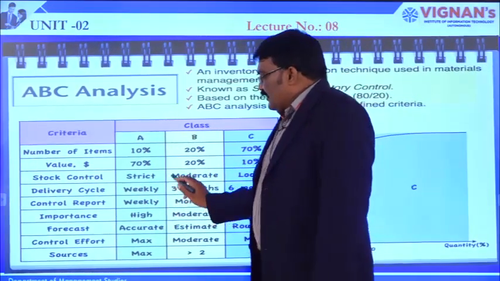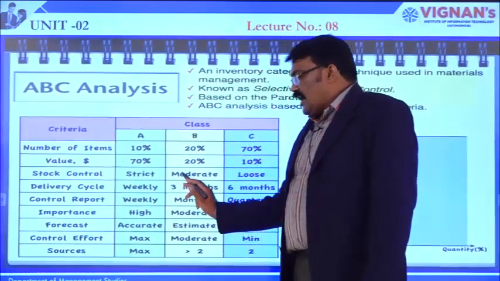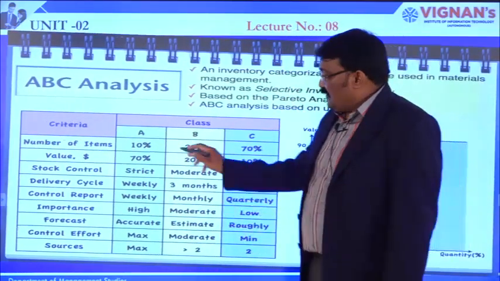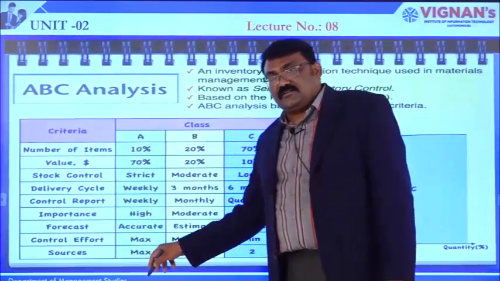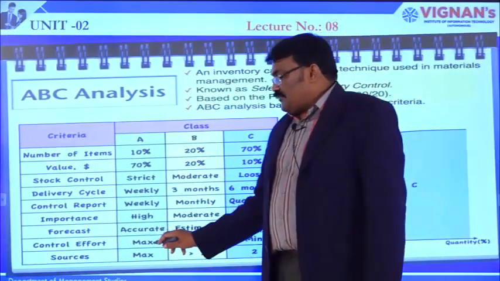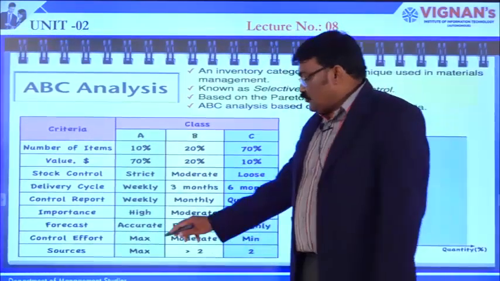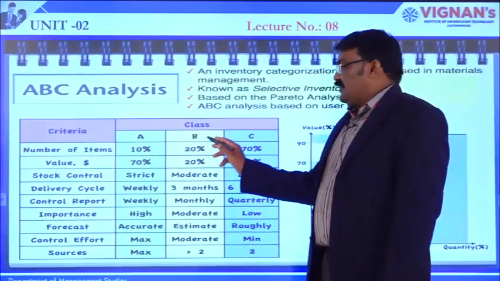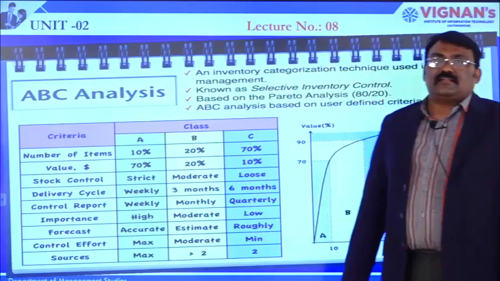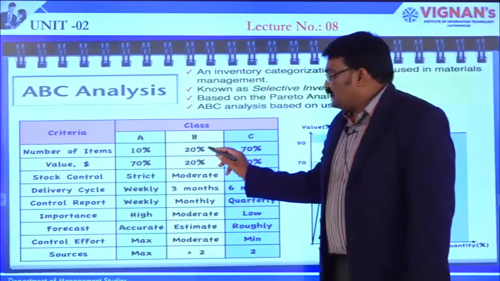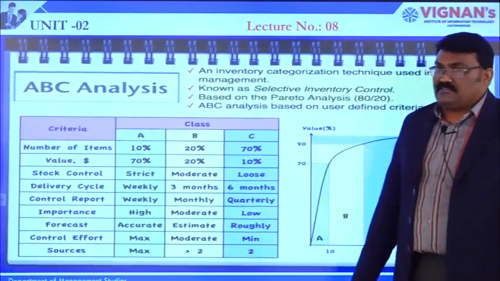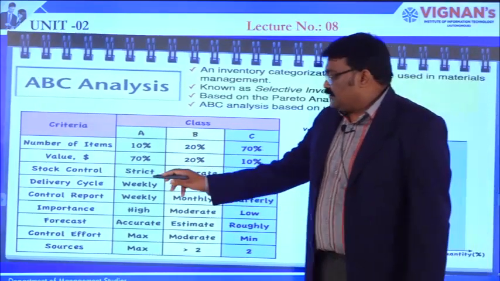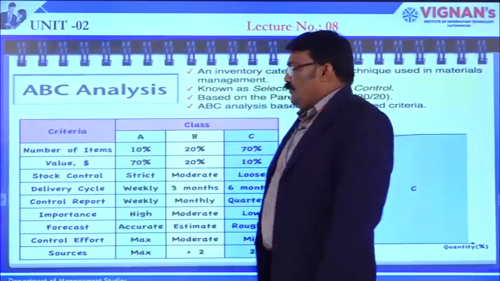Weekly we are monitoring, importance is high, the forecast should be very accurate because 70% of the value is consumed by it, and control efforts are maximum and sources are also maximum. When we see the case of category B, category B has the next level of importance, where we have a moderate level of stock control.